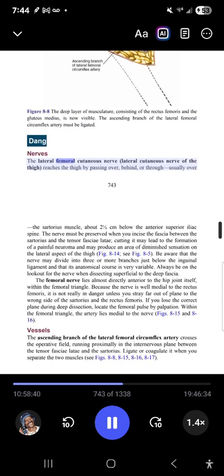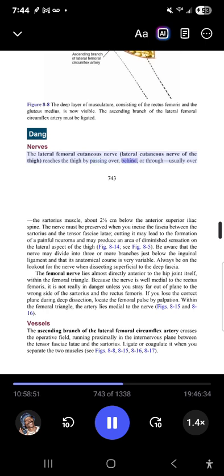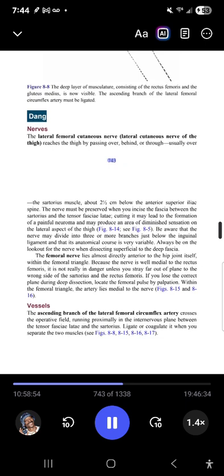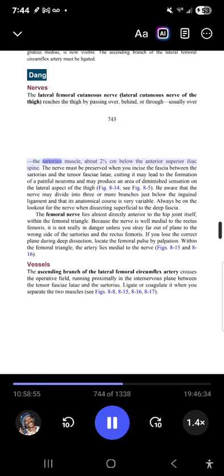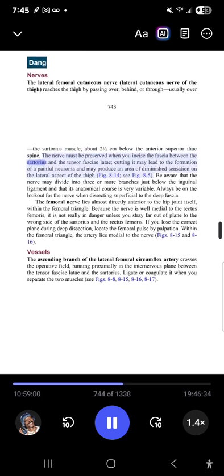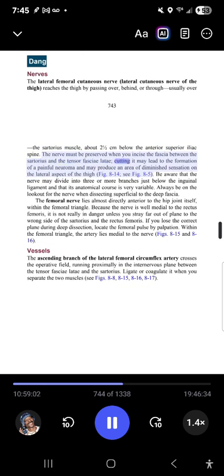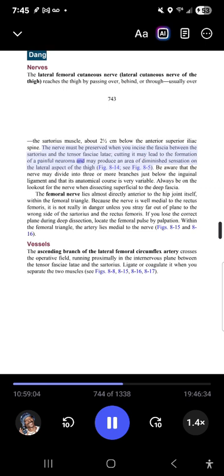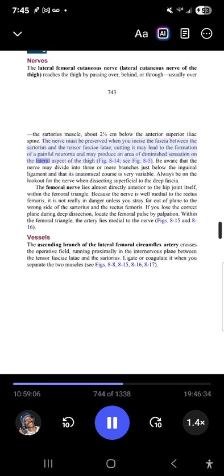Danger nerves. The lateral femoral cutaneous nerve. The lateral cutaneous nerve of the thigh reaches the thigh by passing over, behind, or through the sartorius muscle, usually over, about 2 to 2.5 centimeters below the anterior superior iliac spine. The nerve must be preserved when you incise the fascia between the sartorius and the tensor fasciae latae. Cutting it may lead to the formation of a painful neuroma and may produce an area of diminished sensation on the lateral aspect of the thigh.